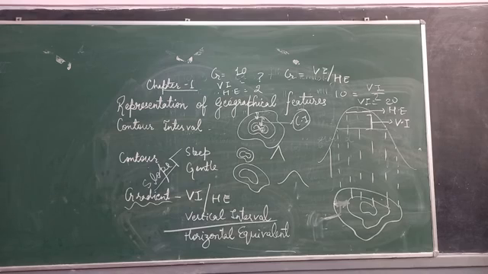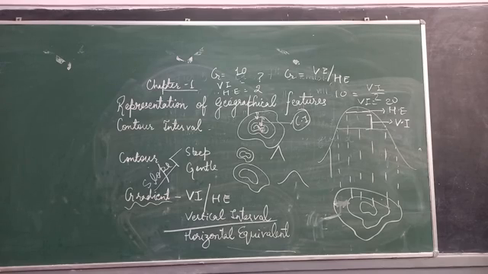First you will study about the contour interval. What is contour interval? Contour interval is the space between any two contour lines. The distance between any two contour lines is known as contour interval. The contour lines can be steep and gentle, as I told you in the last class.